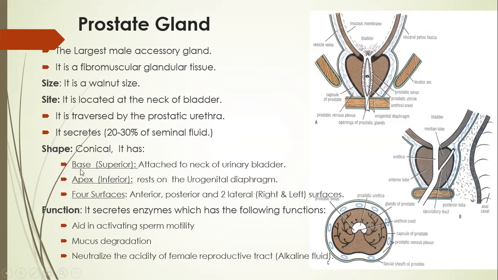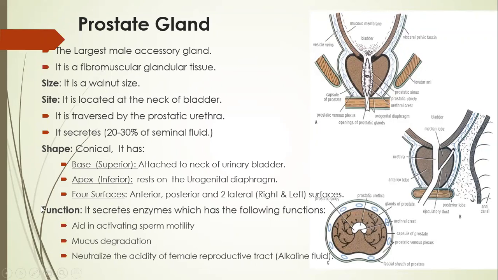It has a base, apex, and four surfaces. The base, as I said, will be near the neck of the bladder, attached to the neck of the urinary bladder. The apex rests on the urogenital diaphragm. Here is the urogenital diaphragm. So the apex will lie below. Here it is reversed, so the apex is below and it is sitting on the urogenital diaphragm. Four surfaces: anterior, posterior, and two lateral surfaces, right and left.